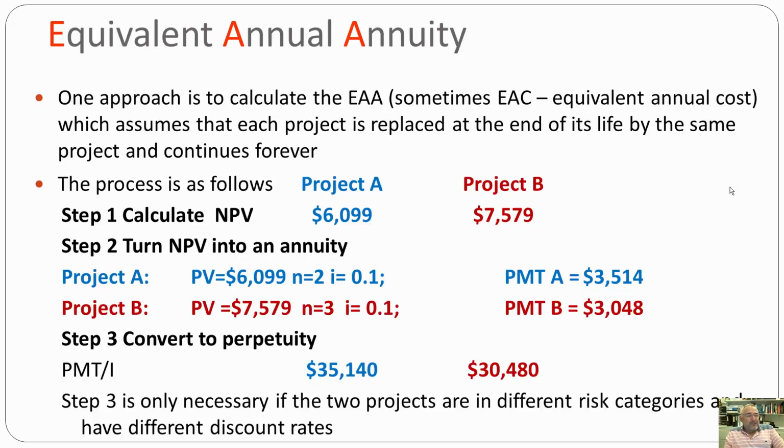Now, we're making a lot of assumptions here, aren't we? We're assuming we can replace it with an identical project. But this is probably the best that we can do. It certainly allows for the fact that the funds will be available again at the end of year 2, and we can take another investment. Whereas with Project B, we're locked into that for 3 years.